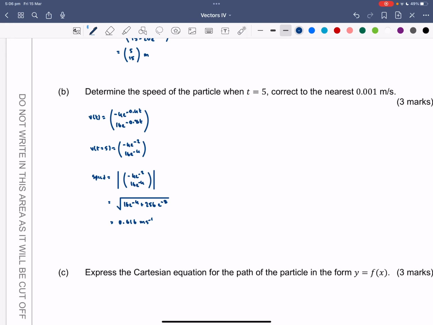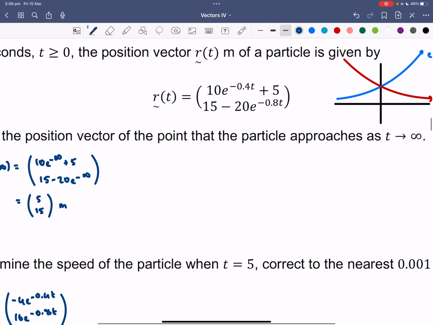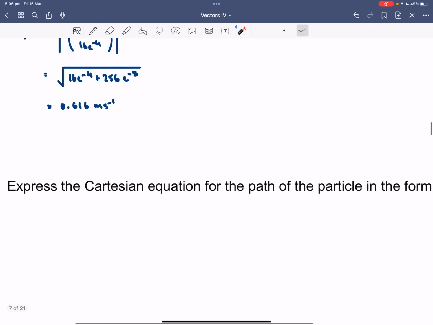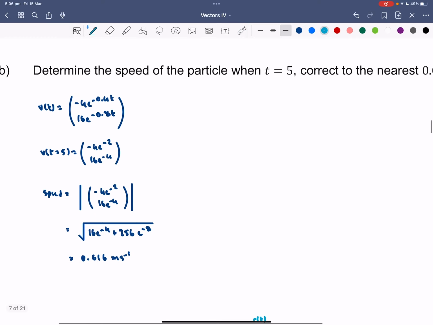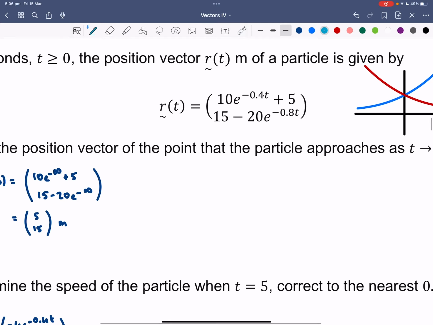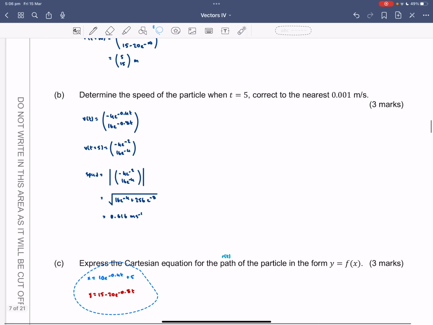All right, express the Cartesian equation for the path. Okay, that again looks pretty straightforward. If it says Cartesian equation for the path, you always look at the position, not the velocity, not the acceleration, you look at the position vector. So the x value of the position vector is this. All right, the y value of the position vector is this. Now, we just need to get rid of the t. What's a nice way to relate the two equations to get rid of the t?